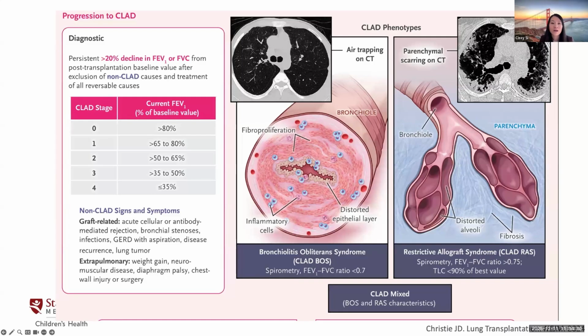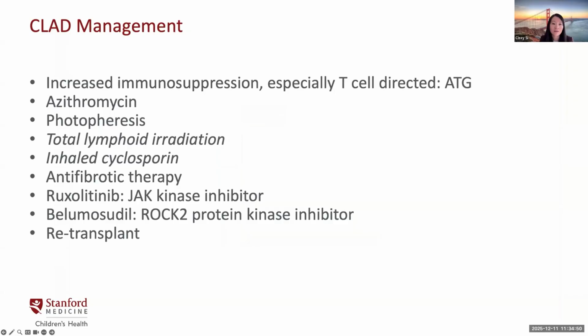But there is an entity called restrictive lung allograft syndrome, which presents more as an interstitial fibrosis picture and distorted alveoli, and imaging shows significant parenchymal involvement. And a lot of patients can have a combination of both. And so how do we manage CLAD?